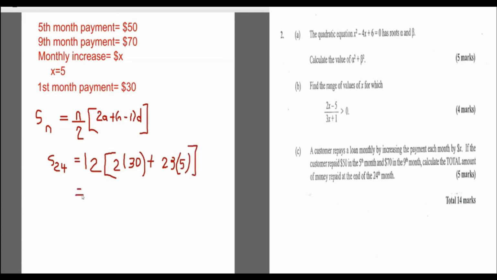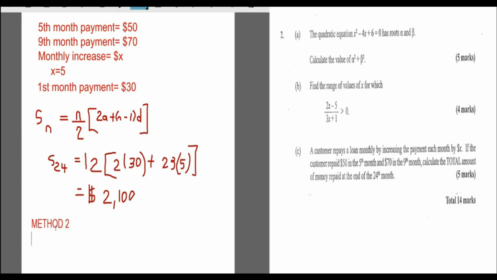So we work this out: 12 times 2 times 30 plus 23 times 5. That's $2,100. That's the total amount of money that would have been paid for 24 months, $2,100. That's method 1, all right? As we all know in mathematics, there's always multiple ways of doing it. So this is method 2. This is for the lazy persons.